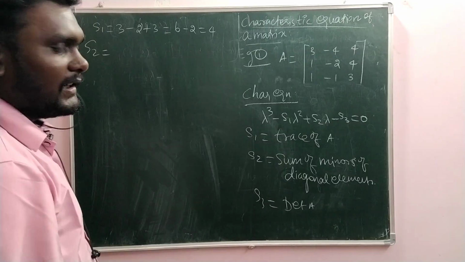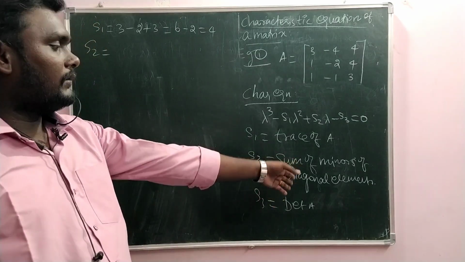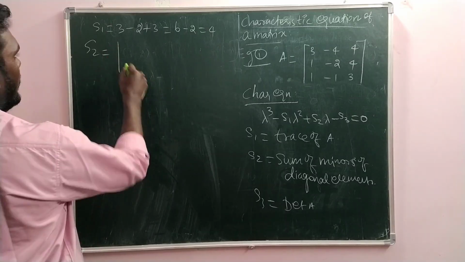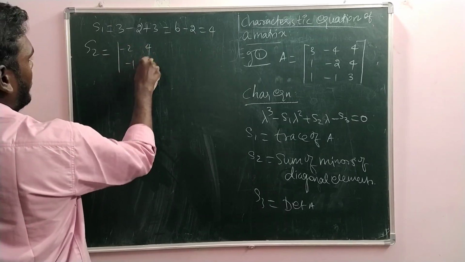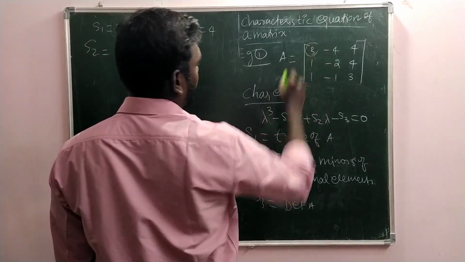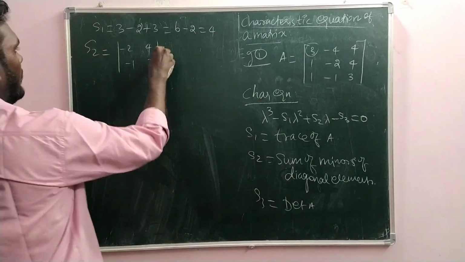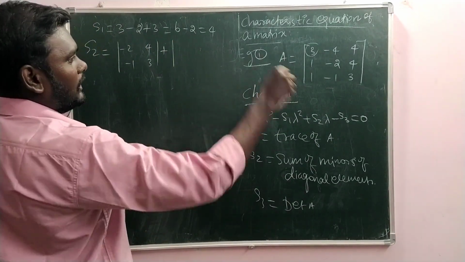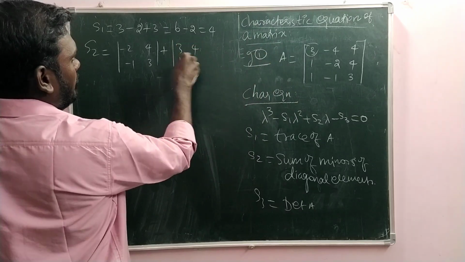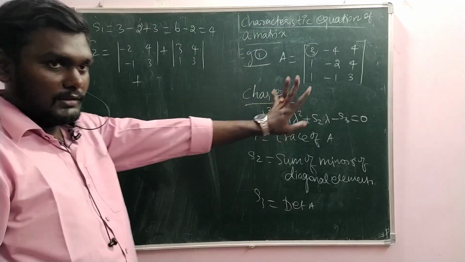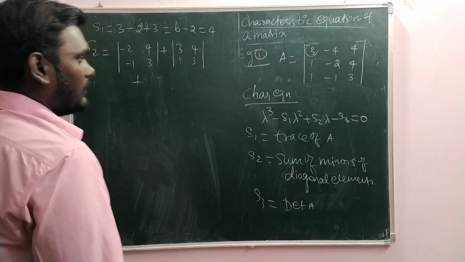S2 is the sum of minors of the diagonal elements. So for the diagonal elements, you should add. So minus 2, 4, minus 1, 3 is the minor of this element. Then for minus 2, we should write the minor of that element: that row, that column. Then we'll get 3, 4, 1, 3. See, we don't need to multiply the elements. Simply the minors we are calculating. It is not about calculating them.